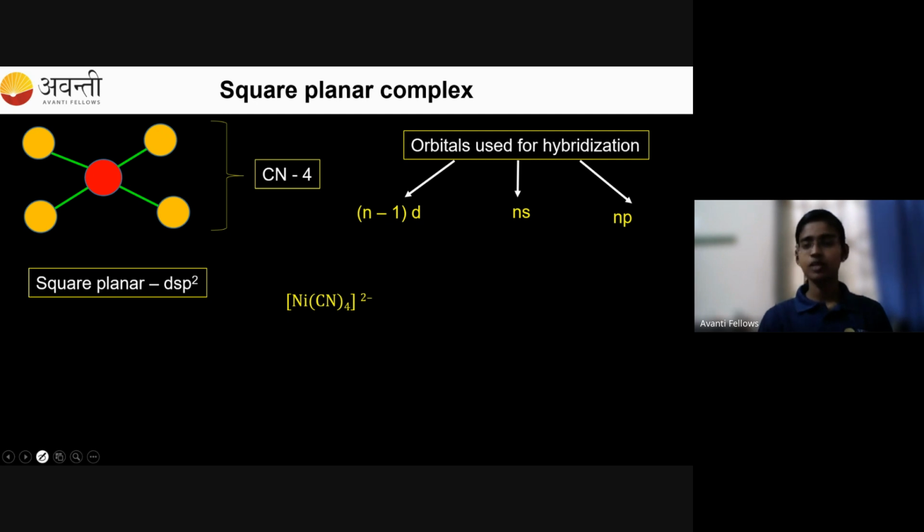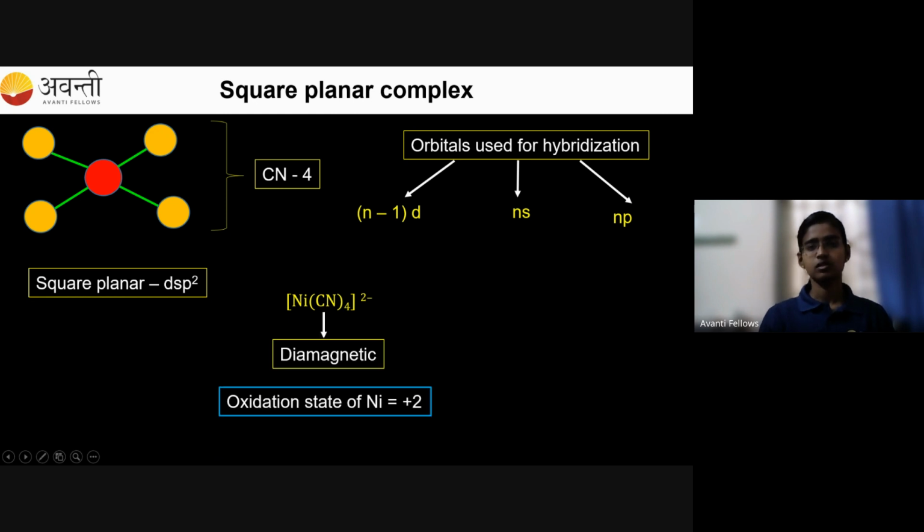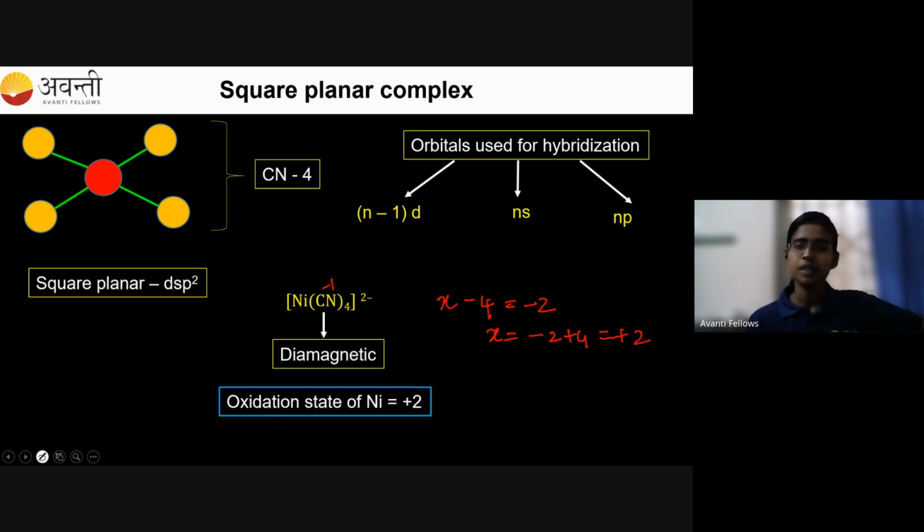Not even a single student has got the answer. It is very easy, right? So the oxidation state would be +2. So nickel is taken as X, and for each cyanide, -1 is the charge, and since we have 4 cyanide, it is -4. And the charge in the complex is -2. So what is X? X is equal to -2 + 4, which is equal to +2. Okay, 4 - 2 is 2. Oxidation state of nickel is +2 here.